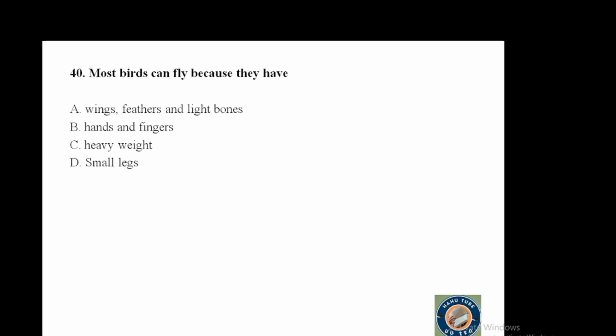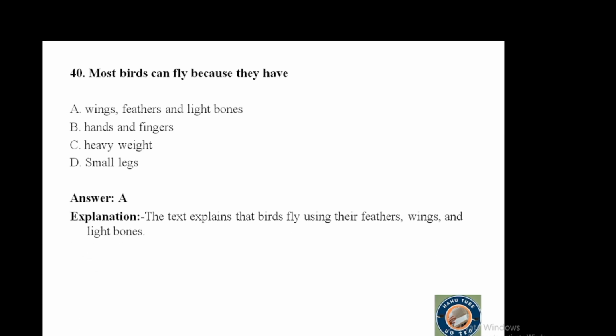The last but by no means obvious the list is question number 40. It says, most birds can fly because they have A. Wings, feathers and light bones. B. Hands and fingers. C. Heavy weight. D. Small legs. The answer is wings, feathers and light bones. The text explains that birds fly using their feathers, wings and light bones.